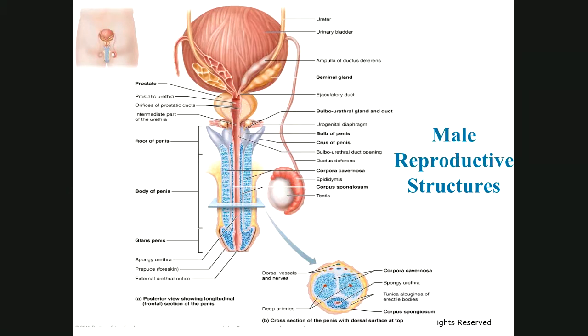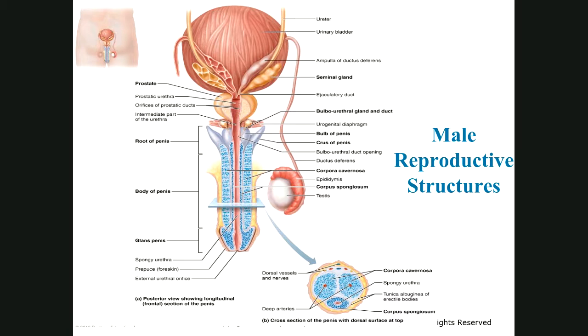And you will see it, it encircles the urethra. It makes up almost 1/3 of the semen volume. The other 70% of the volume of the semen is made by the seminal glands.